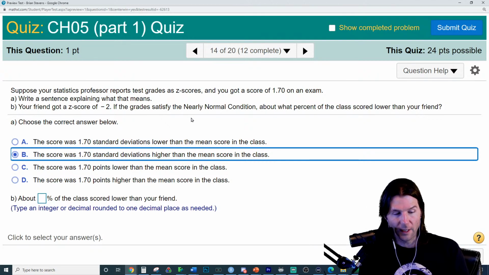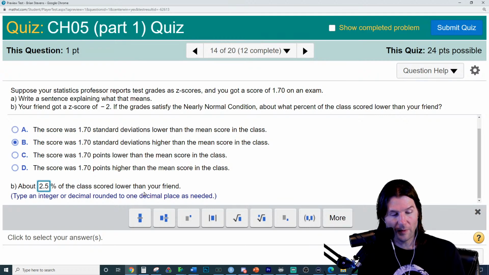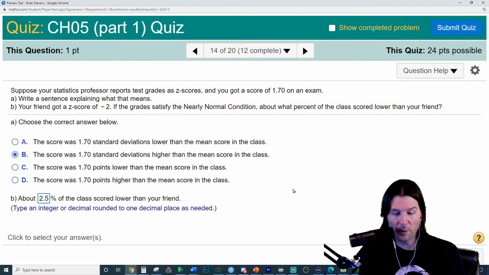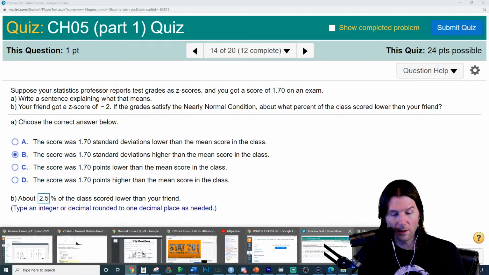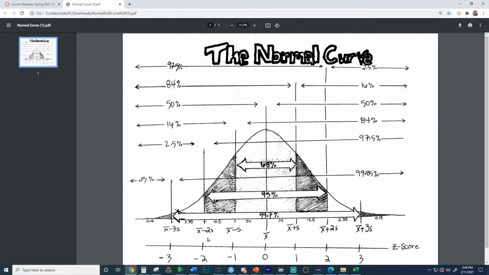Your friend got a z-score of -2. And then the curves are on the normal curve. What percent are expected to be lower than your friend? So 2.5% are expected to be lower than your friend. And how did we know this? Well, one, always have your cheat sheet open. Cheat sheet is super valuable. So your friend was at a z-score of -2 right here.